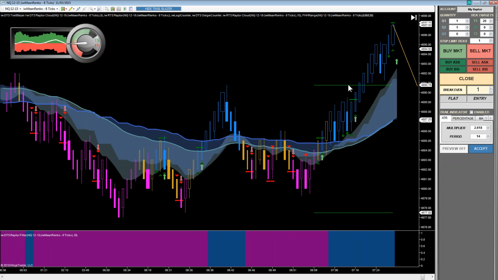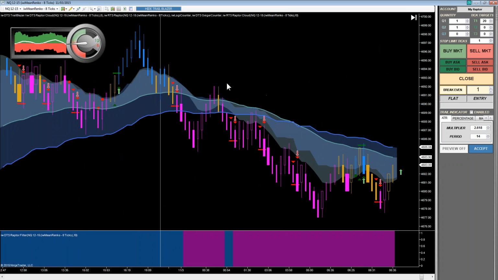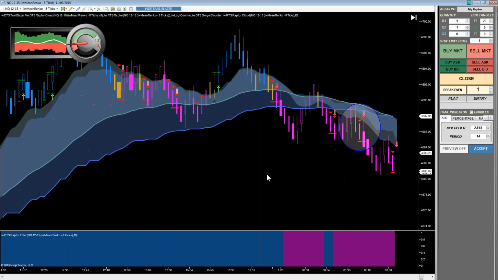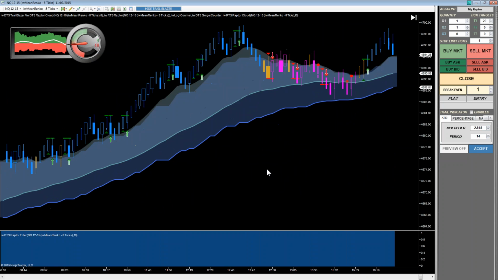I'm going to delete this here for just a second. There we go. Another cloud crossover. Clouds crossover, generate a signal. It didn't matter which one you took, this one or this one. They're practically the same. Let's see if I can find a failure signal for you.